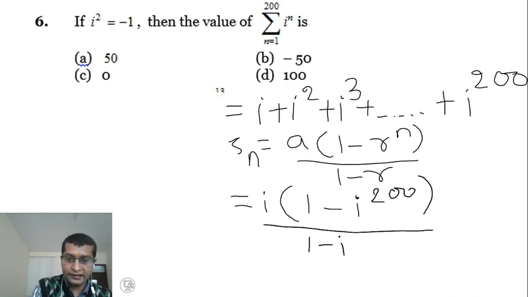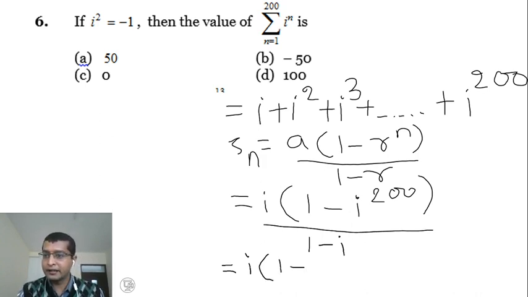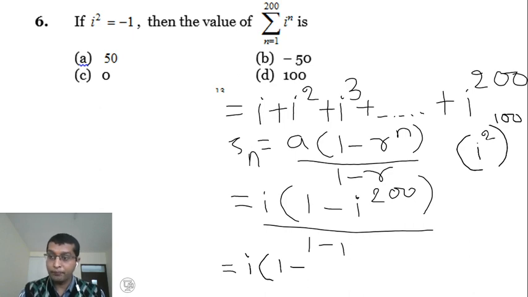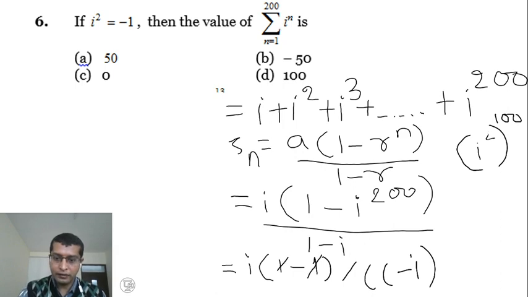Further, so I write it as, this is a i, so 1 minus i raised to 200 can be written as i square raised to 100, right. i raised to 200 can be written as i square raised to 100, so i square is minus 1, minus 1 raised to 100, so we get plus 1. So 1 minus 1 whole divided by 1 minus i. So we observe that plus 1 minus 1 cancel, so 0 divided by 1 minus i, so we get the answer as 0. Therefore option C is the right option.